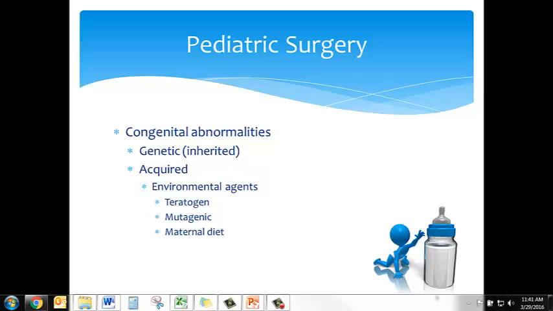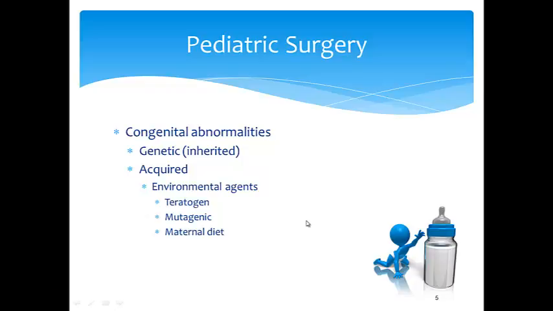Lack of folic acid can cause specific spinal cord defects called neural tube defects, which include spina bifida and anencephaly. In addition, lack of protein can also cause poor fetal development.